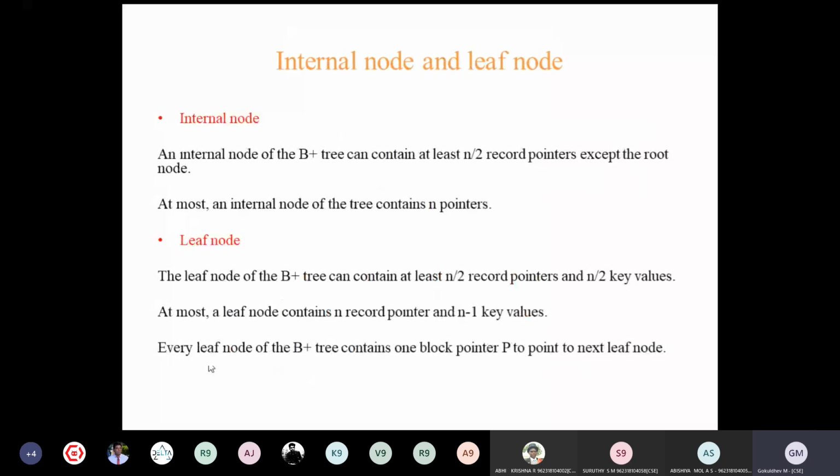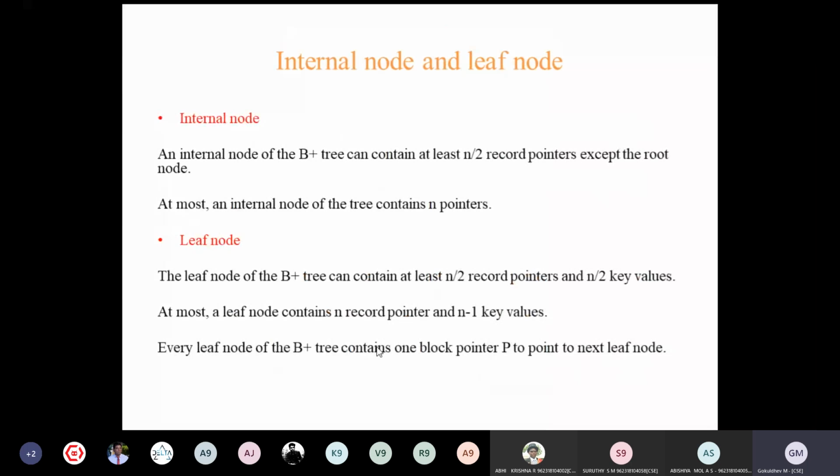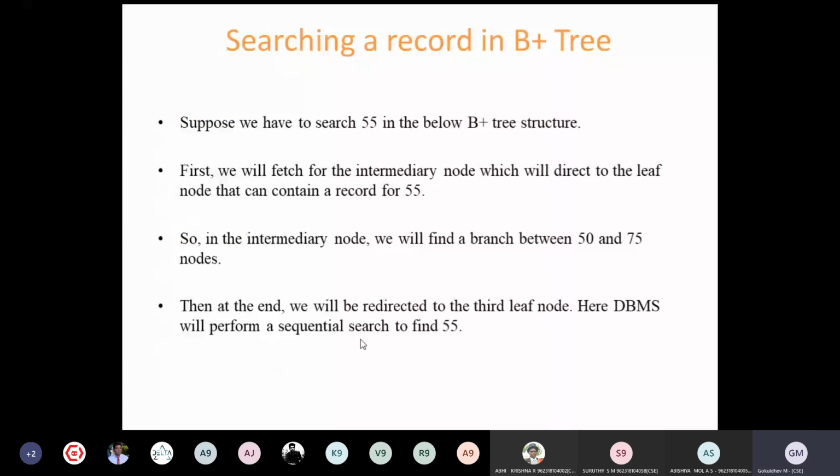So every leaf node of the B plus tree contains one block pointer to point to the next leaf node. This is the block pointer that helps to point to the next leaf node, and this is another block pointer that helps to point to the next leaf node, right? That is all about internal node and leaf node. Then let us understand how searching is performed in a B plus tree.